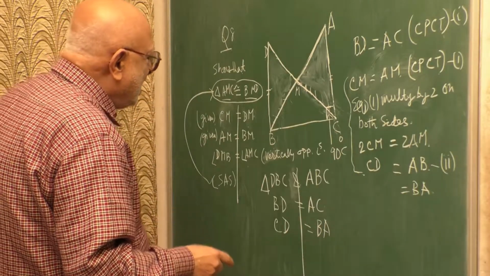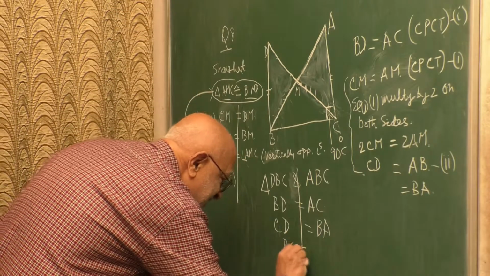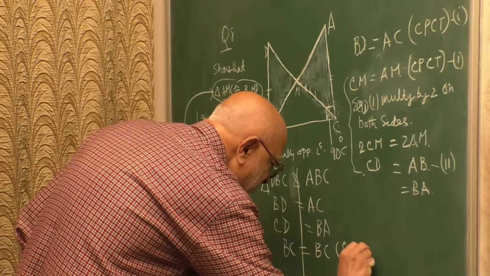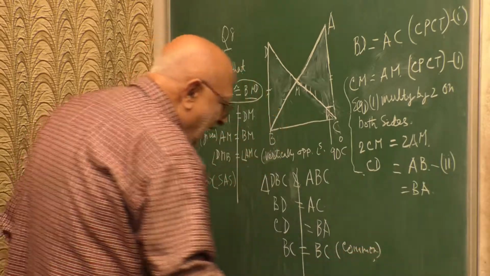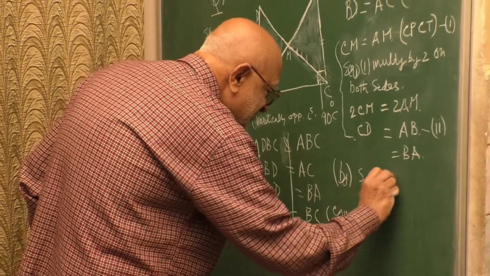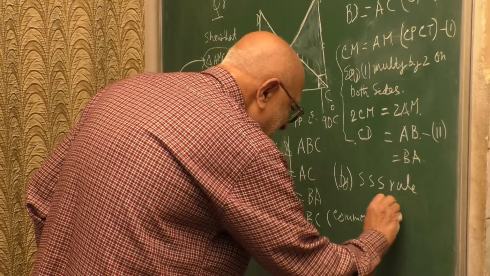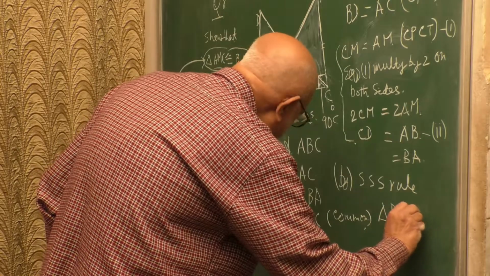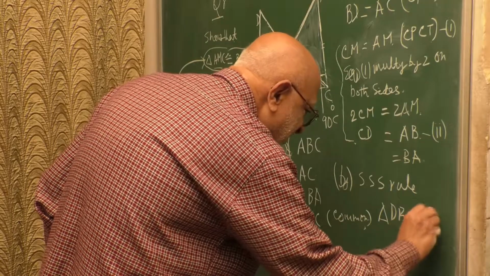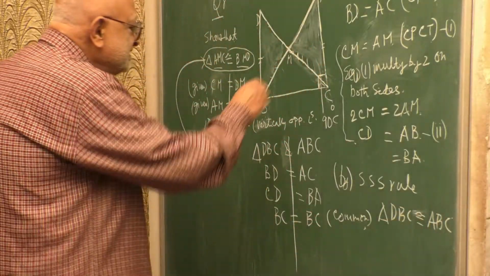So these two I have done, and I will see BC is common, BC is equal to BC. So this is common to both the triangles. So by SAS rule, triangle DBC is congruent to triangle ABC, which means these two triangles.